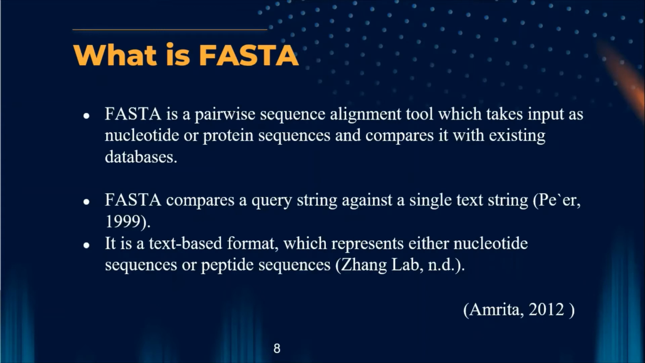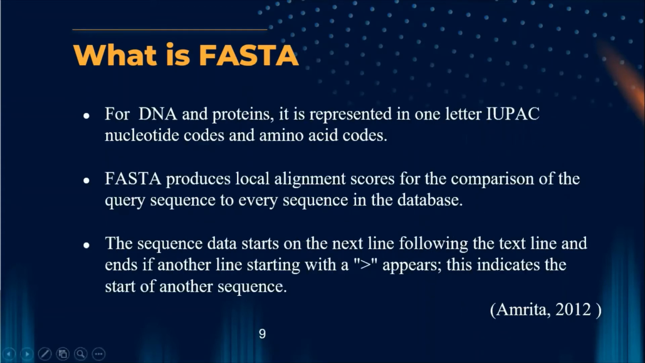And so this is a text-based format and it represents either a nucleotide sequence or a peptide sequence. For DNA and proteins, it is represented in one letter IUPAC nucleotide code, or you have the amino acid codes. We'll get down to that later in the presentation. Now, FASTA produces a local alignment score for the comparison of the query sequence to every sequence in the database.